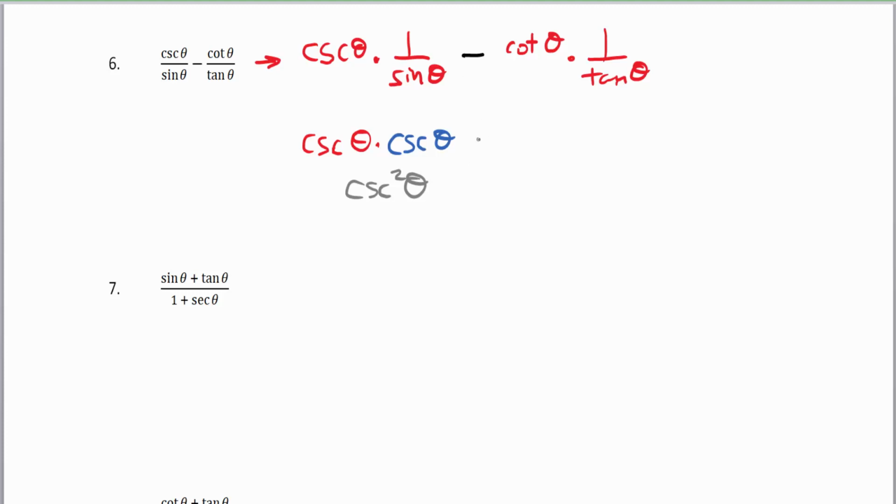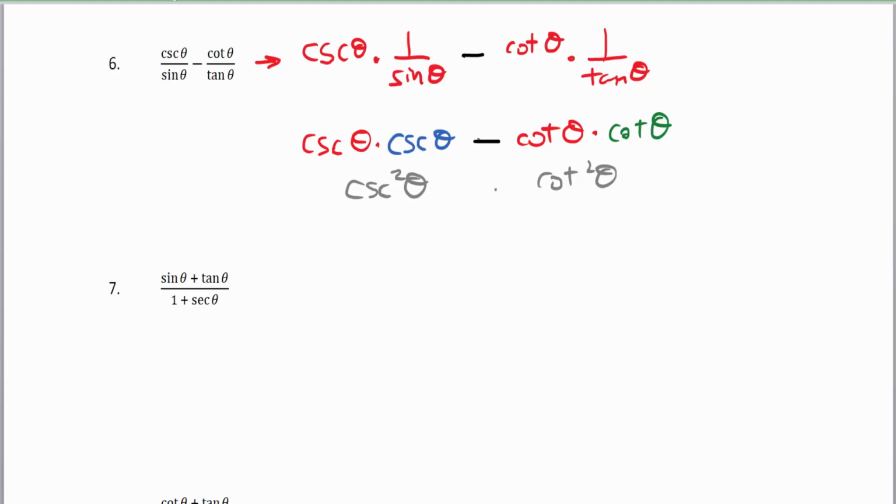Okay, so let's now focus on the other side, right? So we had our cotangent theta times 1 over tangent theta, but 1 over tangent theta, that is cotangent theta. Yeah, this is a reciprocal identity. And that means that cotangent theta times cotangent theta is going to be equal to cotangent squared theta, because cotangent theta times cotangent theta is cotangent theta squared, which is the same as cotangent squared theta.